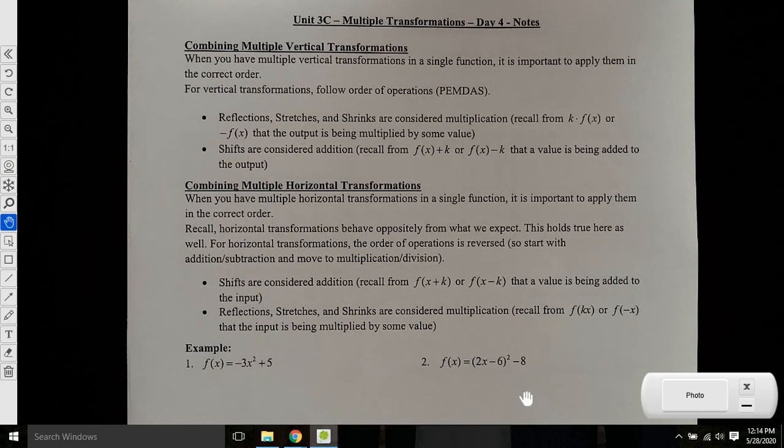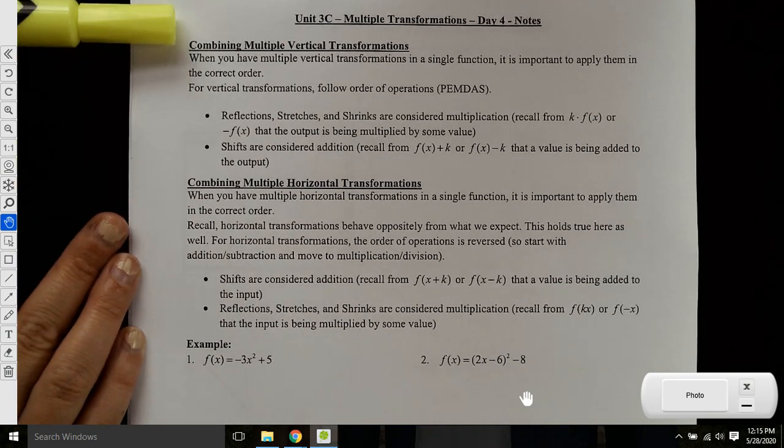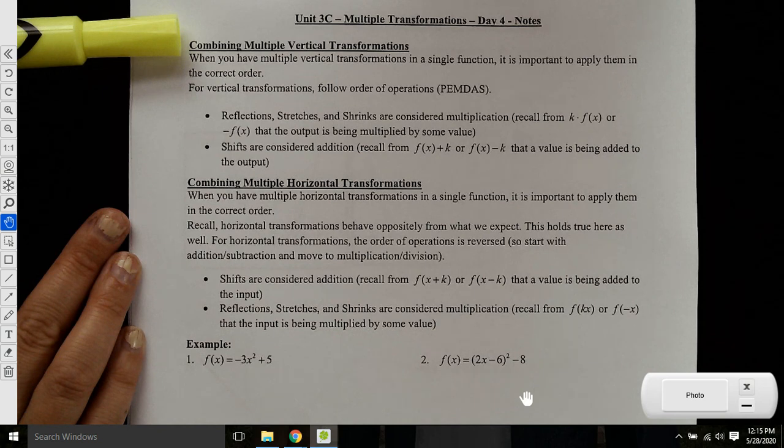Hi guys. So this lesson is going to put together all of the transformations that we've learned so far in Unit 3C and look at the order in which we should be using them in order to enact changes on a parent function. So we're going to look at this as vertical transformations separate from horizontal transformations because they work slightly differently. So up at the top, we have combining multiple vertical transformations.